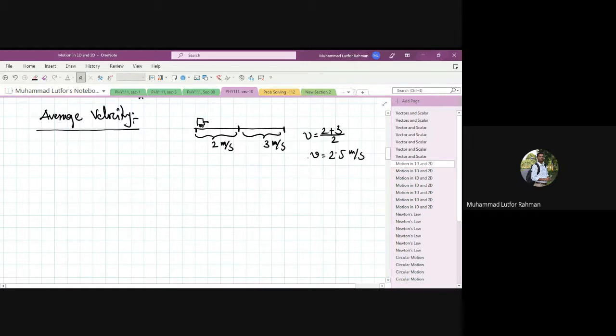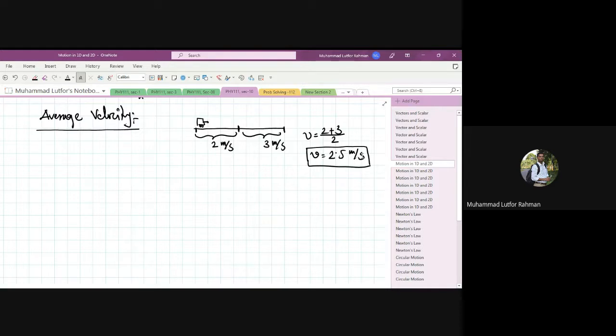That's right, so far so good. But look at this: in your journey, in no segment did you move at a speed or velocity of 2.5 meters per second. In the first segment, you moved at a speed of 2 meters per second. In the second half, you moved at a speed of 3 meters per second. But your average speed is 2.5, which is different from your actual speed. That's why average velocity is not the actual scenario of your journey. It is basically an estimation.